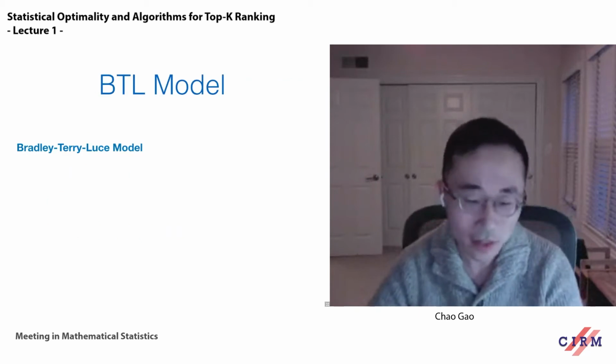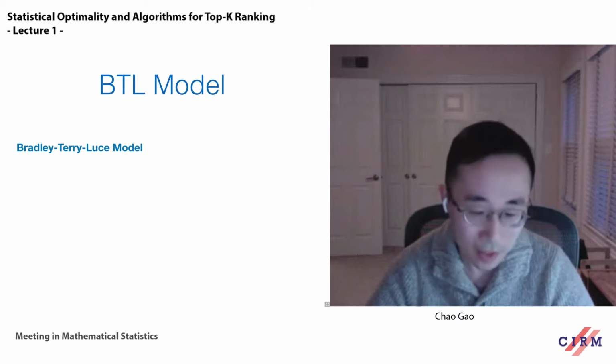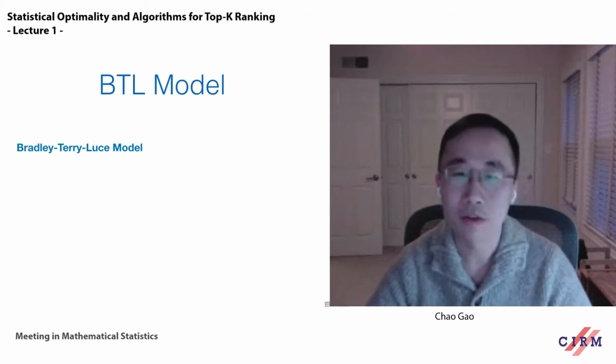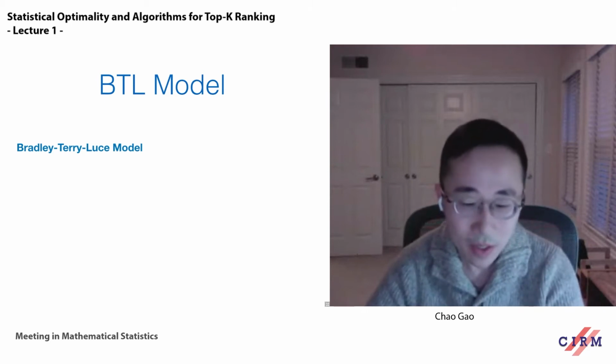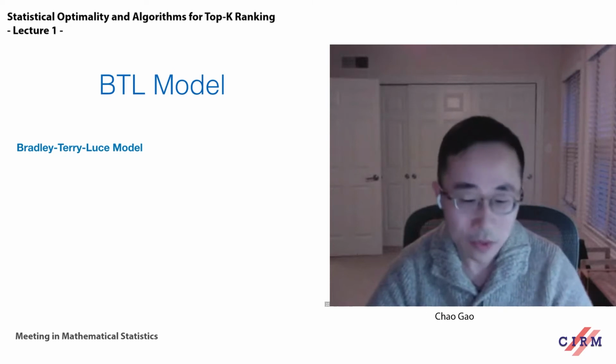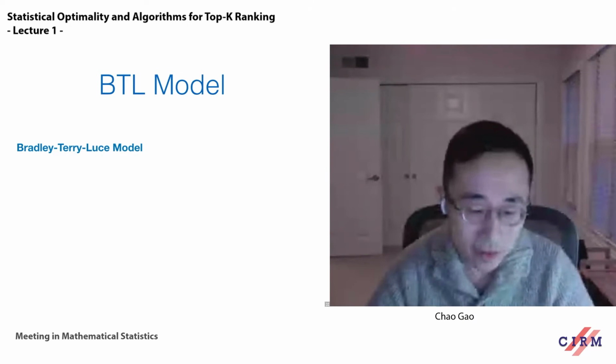So statistically, the problem of ranking can be formulated as the famous Bradley-Terry-Luce model. At least this is one of the simplest formulations, and we are going to focus on the BTL model in today's talk. So imagine we have n players, and what we want to do is to rank the n players according to their skills or abilities.